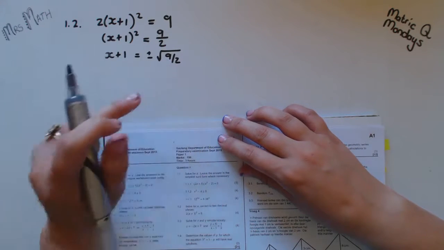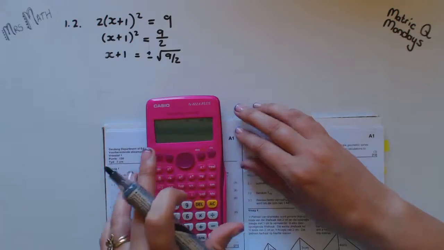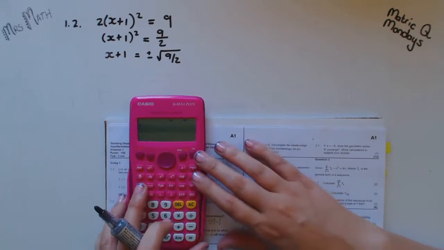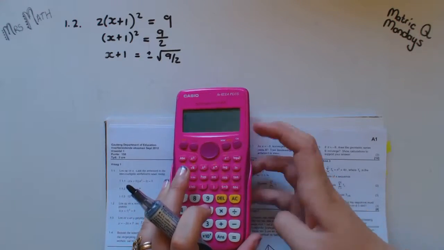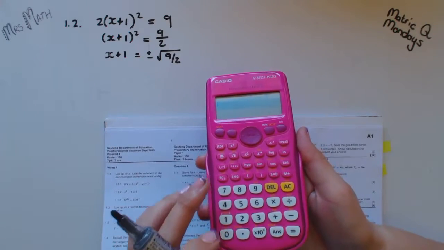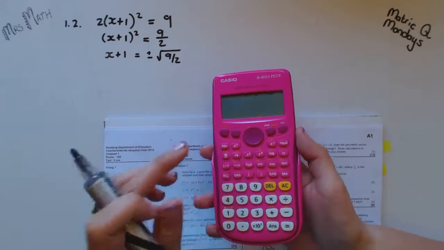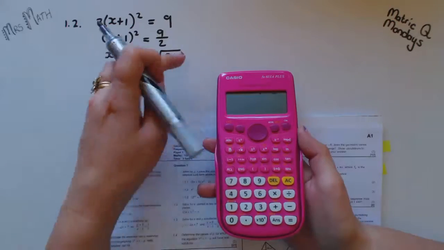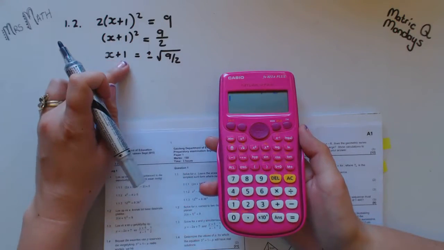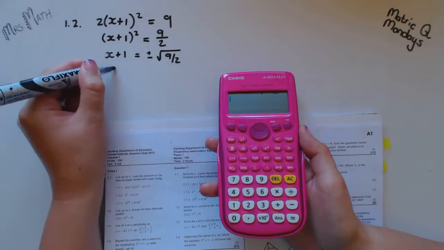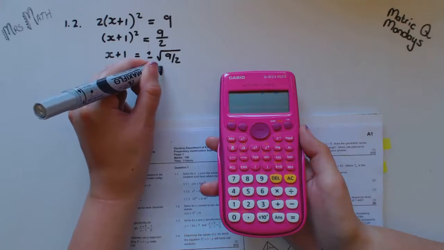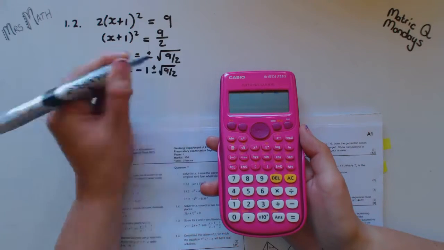Now the square root of 9 is 3, but the square root of 2 is not a rational number, and that's where the correct to 2 decimal places comes in. So I'm going to just use my calculator. I hope with the light you can see the screen. I'm going to try and hold it so that you can. Okay, but first, before I put this in my calculator, I'm just going to take this 1 over so that I have minus 1 plus or minus the square root of 9 over 2.